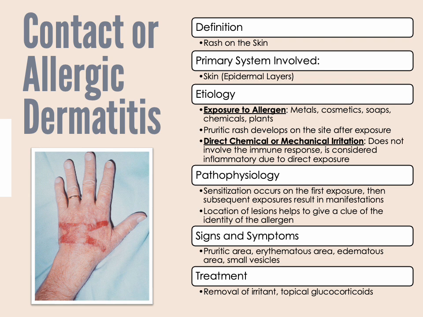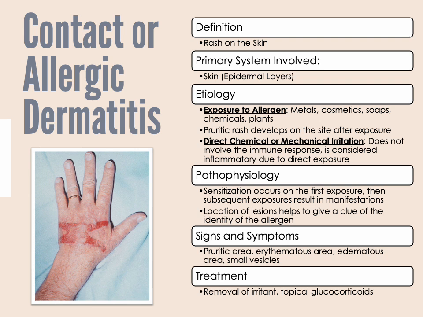If it is direct chemical or mechanical irritation, it doesn't necessarily involve the immune system. But if it does have this response, we still consider it inflammatory due to direct exposure. Pathophysiology: with the first exposure, you do have a mild reaction, but with subsequent exposures, you will have more aggressive reactions, so that rash may become bigger and wider and even itchier, and it could become inflamed. Sometimes the contact dermatitis is in one area of the body and it does not spread. It can give you a clue as to what actually caused the contact dermatitis in the first place.